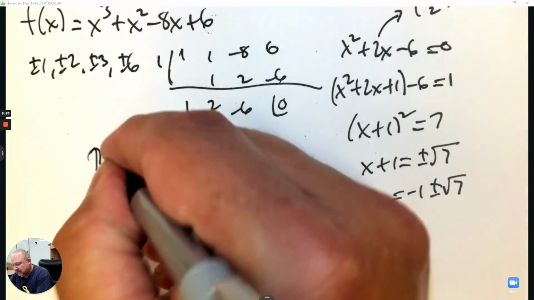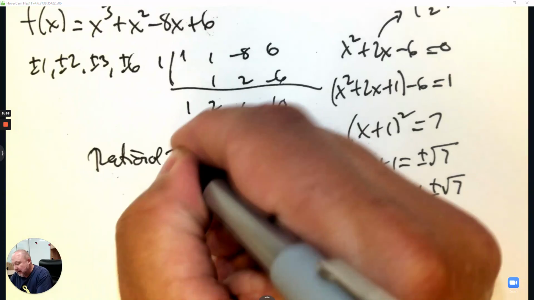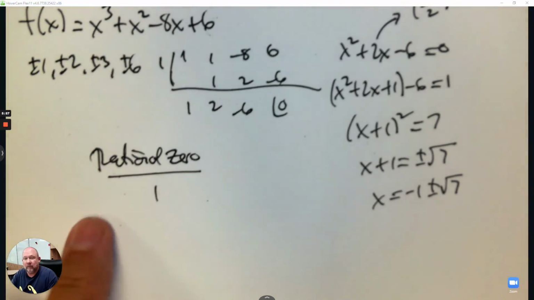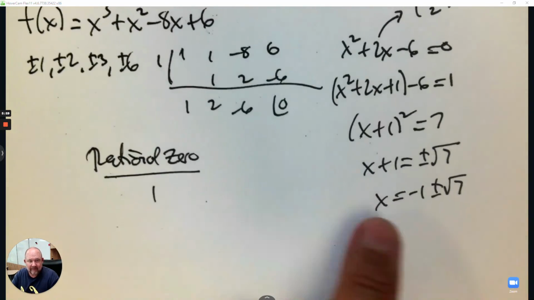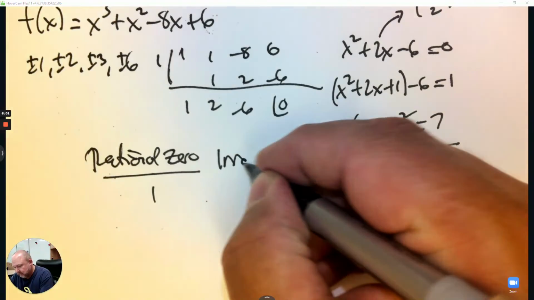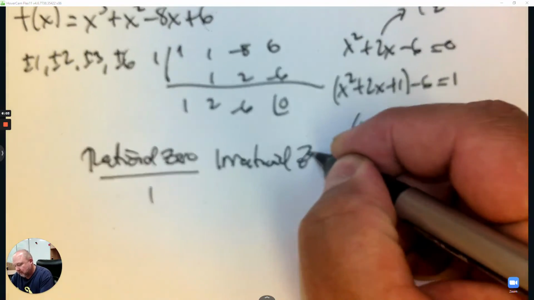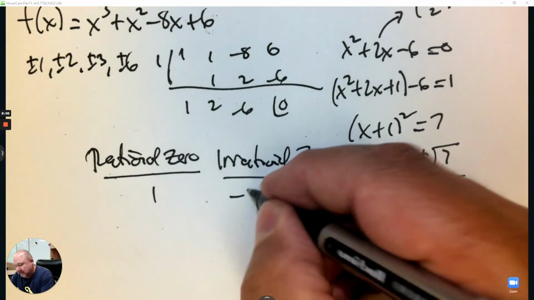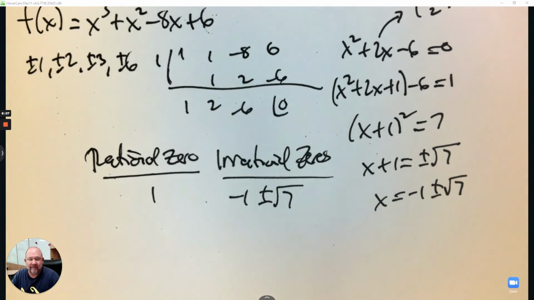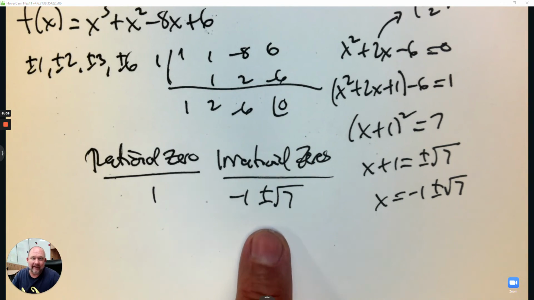All right, now we have something. So the rational zero is 1. That's what I found at the beginning. The irrational zeros are -1 plus and minus root 7. That I can only estimate. I don't know the exact value of.